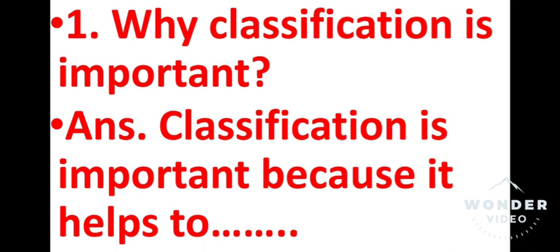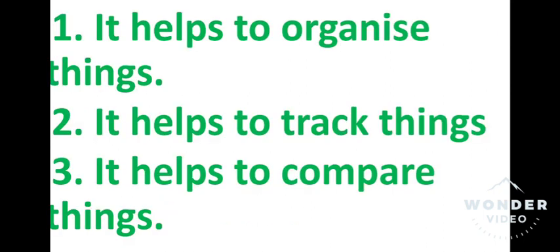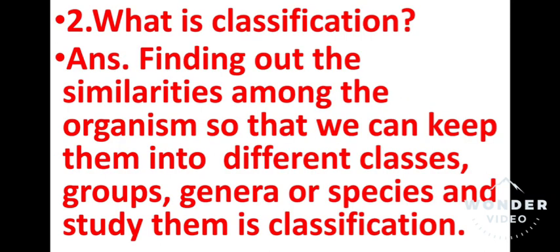Let's answer them one by one. Why classification is important? Classification is important because it helps to organize things, it helps to track things, it helps to compare things. What is classification? Question number 2. Finding out the similarities among the organisms so that we can keep them into different classes, groups, genera or species and study them is classification.